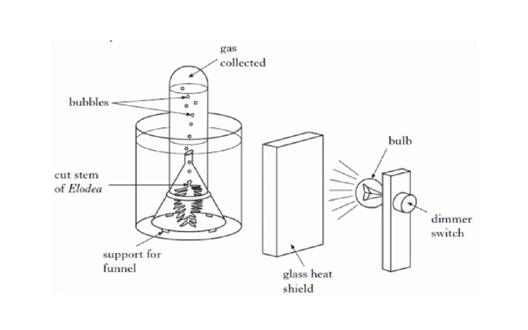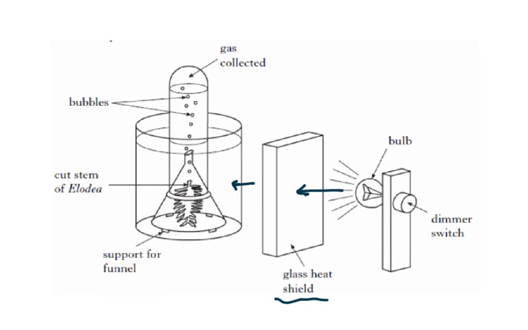Now, the basic apparatus is to be understood first. You have a bulb which has a dimmer switch so you can increase or decrease the light intensity. Then you have a glass heat shield. Why do we have a glass heat shield? Because you have to remember that heat is also coming out here, and the heat will affect the temperature of this water. So we don't want any heat coming, we only want the light to be coming.